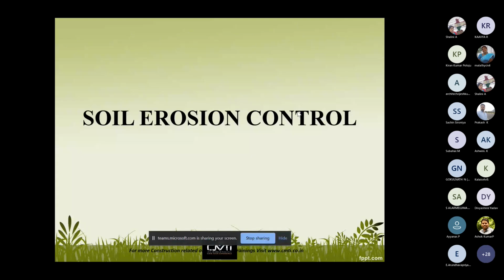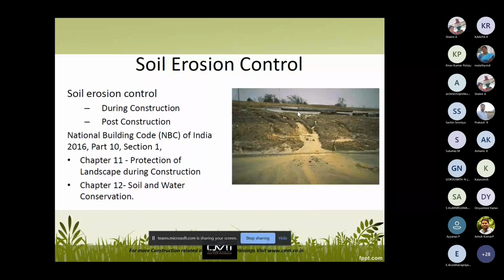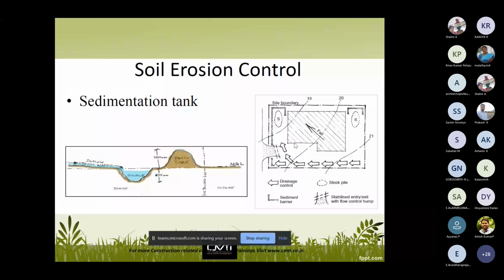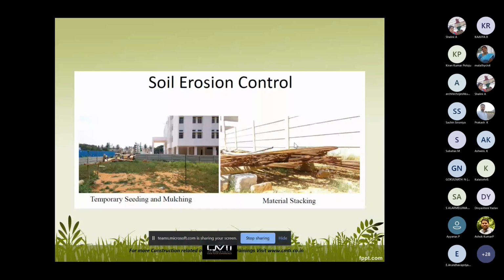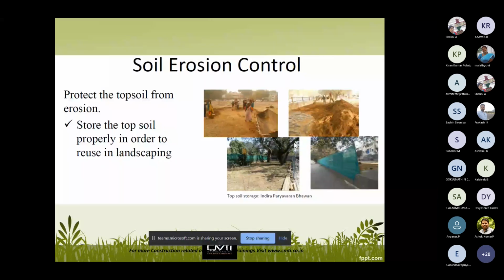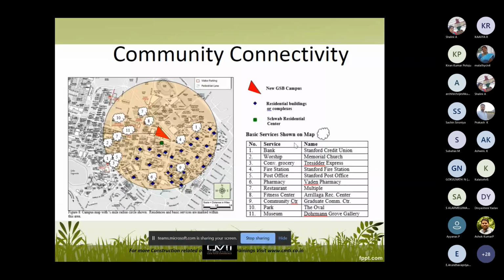Protection of the soil, erosion control, we have to take proper measures. And sedimentation tank, this applies for large projects only, not for small projects. If you take erosion control measures, then it will be helpful. Basic amenities, see that all the things are nearby, so that the people's travelling will also get reduced. All these basic facilities are nearby.